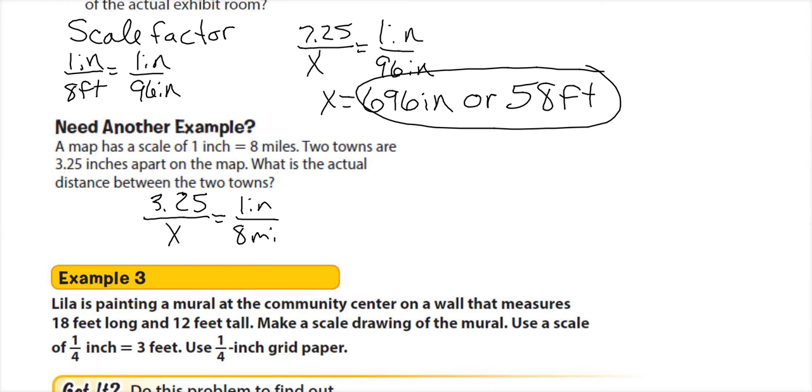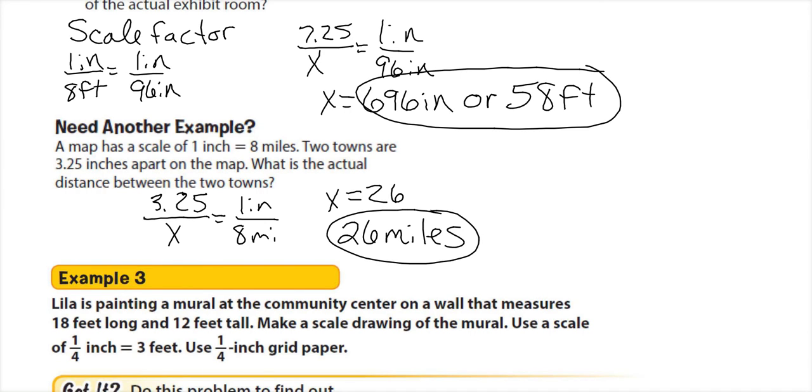Okay, so x times 1 would be x. And we're going to type in 3.25 times 8. So let's go ahead and do that. 3.25 times 8, and that makes 26. So in this case, it's 26 miles. All right. So again, just kind of use common sense whenever you're doing this. You can use scale factor, or you can just use the scale. It really doesn't matter, but try to pick what you think would be best on this, okay?